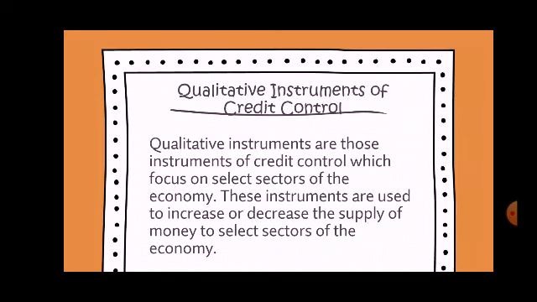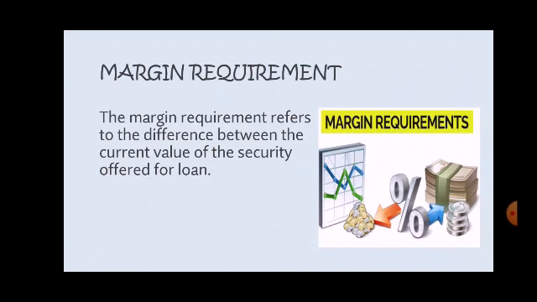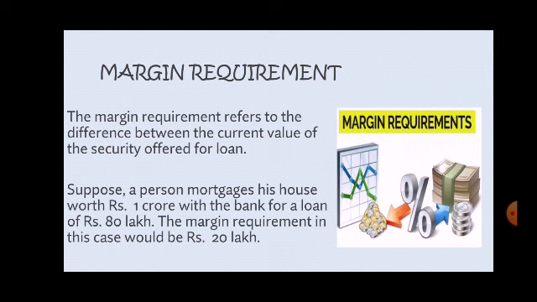So these were the quantitative tools of monetary policy. Coming to the qualitative instruments that focus on selected sectors of the economy. The first one is margin requirement. It is the difference between the current value of the security and the amount of loan. For example, a person takes a loan worth rupees 80 lakh and mortgages his house which is worth rupees 1 crore. Then the difference between the amount of security and loan taken is the margin requirement, which is 20 lakh in this case.